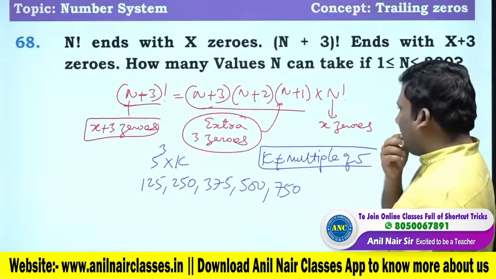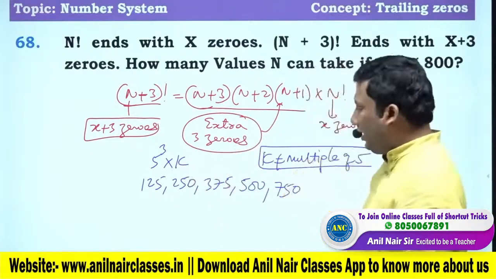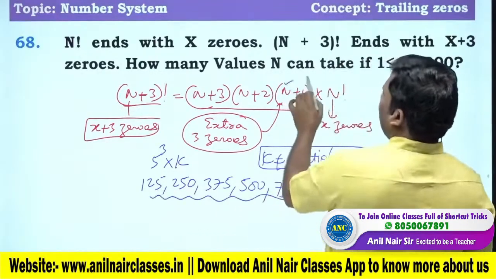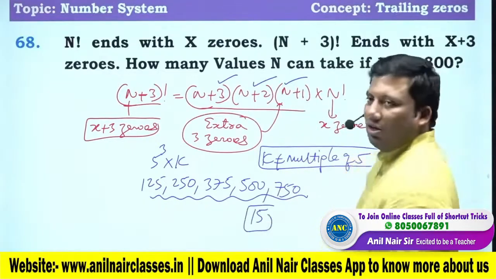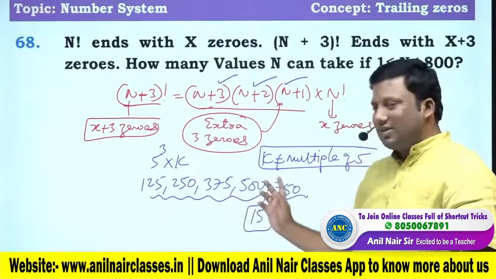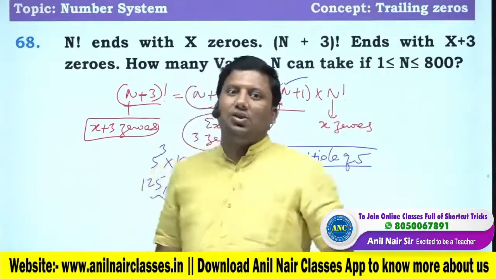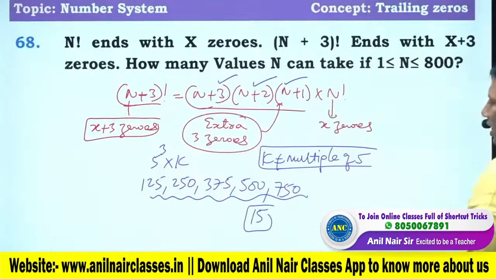N plus 1 can be either 125 or 250 or anything. How many cases I got? 5 cases. This can take, this can take, this can take. Yes or no? 5 cases. 125 into 5. 625 case, don't take it. I hope the idea is clear. Level 3 question, sir.